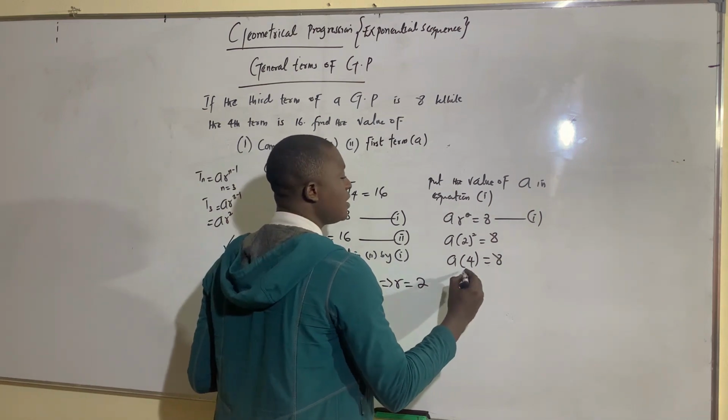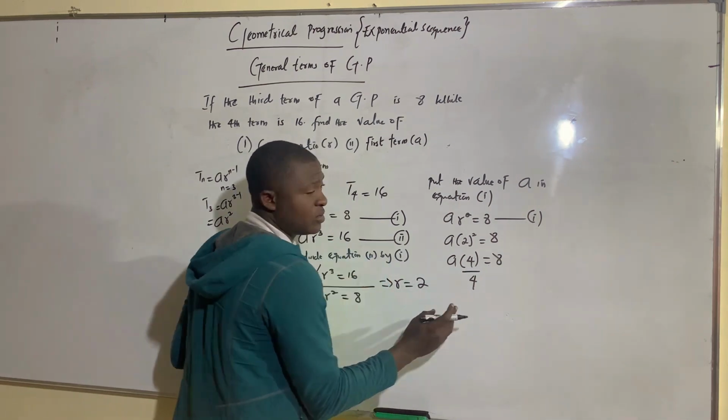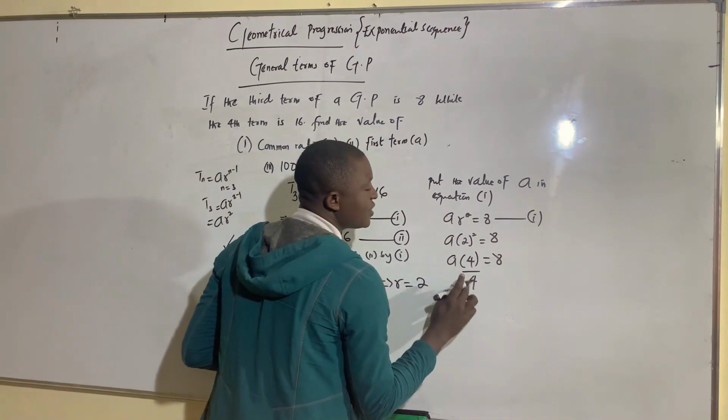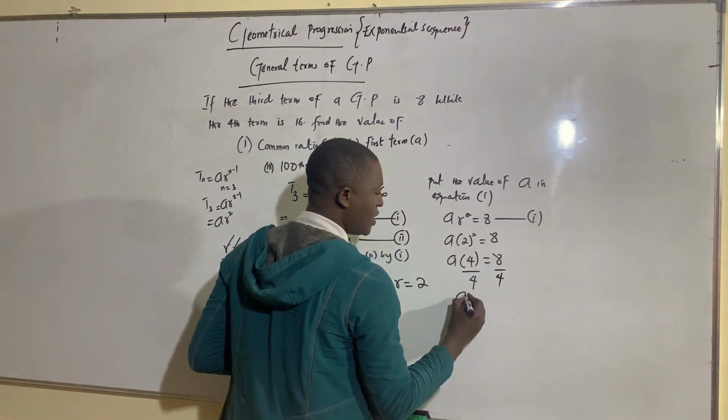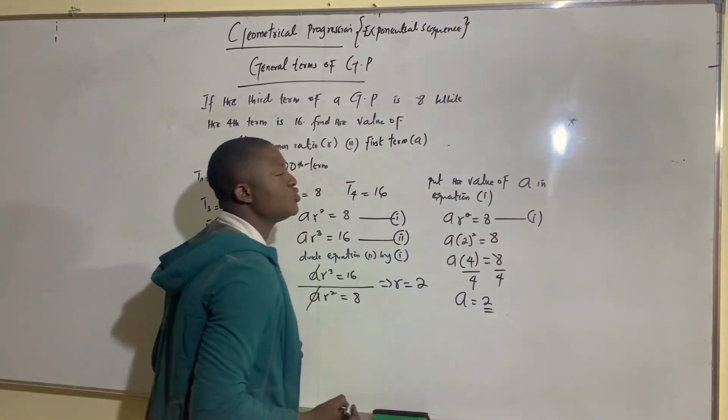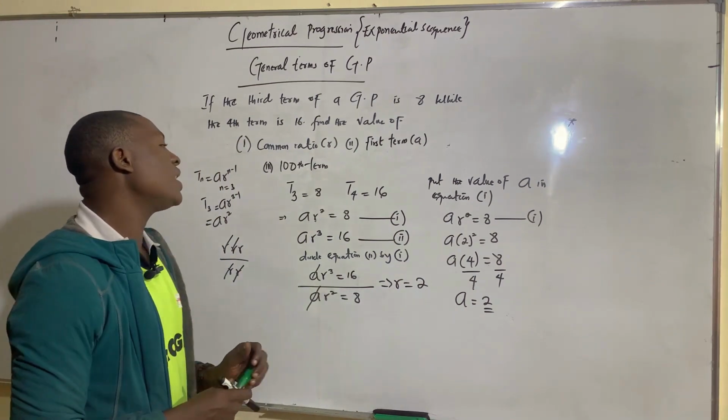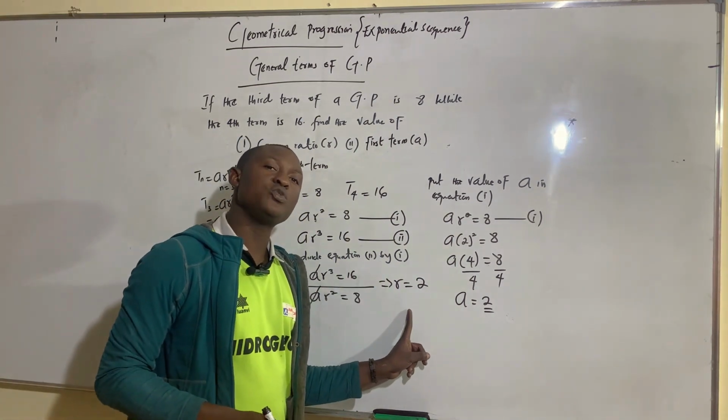So now I'm looking for A. So divide 8 by 4, right? Because what I'm looking for is A. Divide 8 by 4. That means our A is going to be equal to 2. So that meaning here, we have the value of our common ratio to be 2.